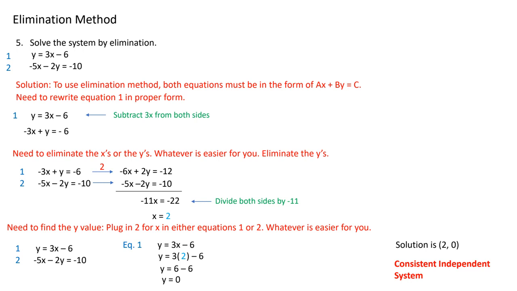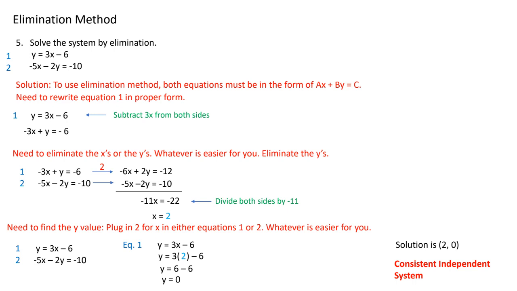And some books call this method the addition method, because basically what you're doing is adding the two equations together to eliminate one of them. But again, I think in your book, in the intro to 1324, they just call it the elimination method.